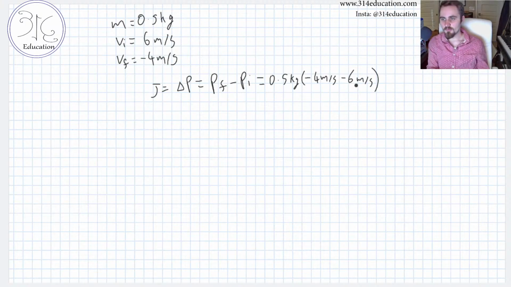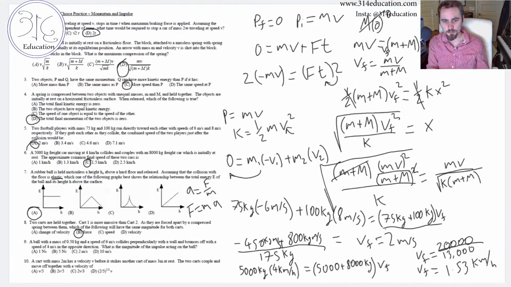And that is 0.5 times negative 10. So our impulse magnitude is going to be 5 Newton seconds, or kilogram meters per second if you prefer. And this is technically in the negative direction, but I believe we were just asked about the magnitude. Yep, there we go, the magnitude of the impulse. So that's going to be B. Awesome. So last one for this page here.